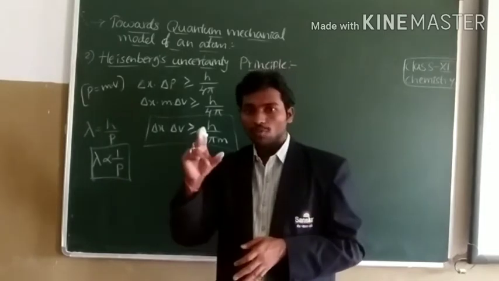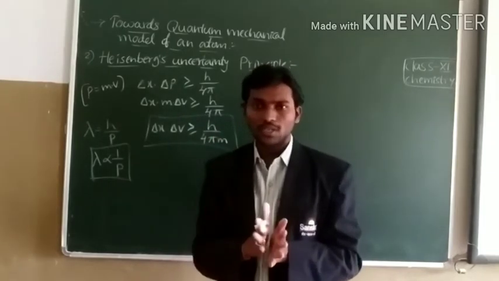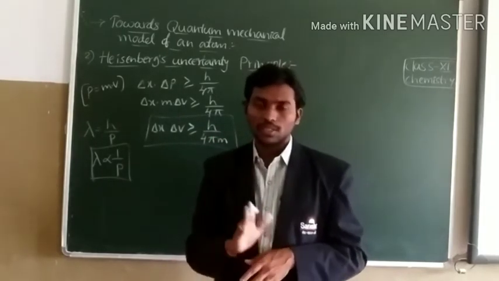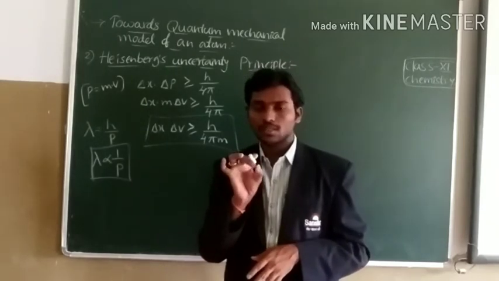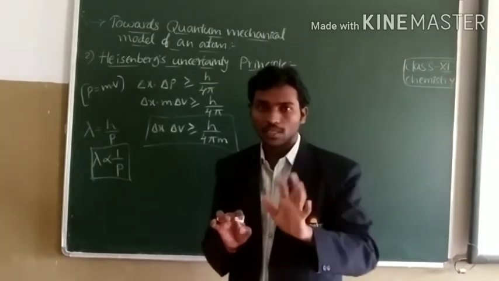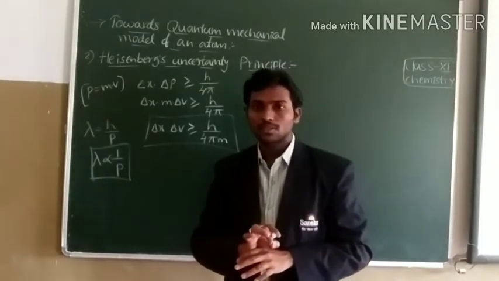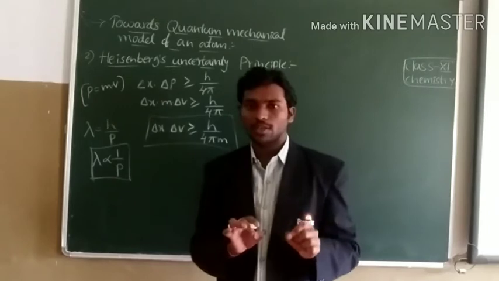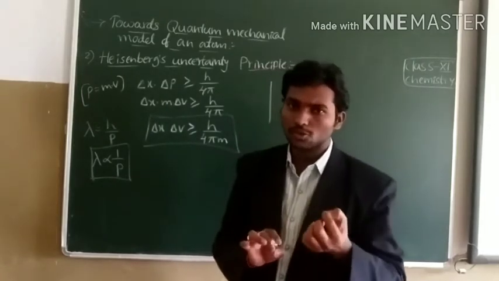That's why we are able to find out the position of the electron in the circular orbits, but it is not possible to find out the velocity of the electron at a given instant, because the electron is a microscopic object.